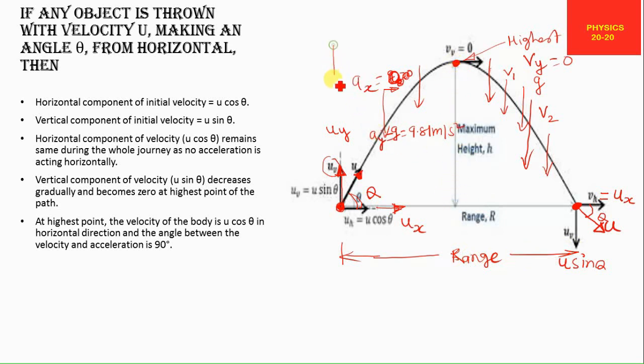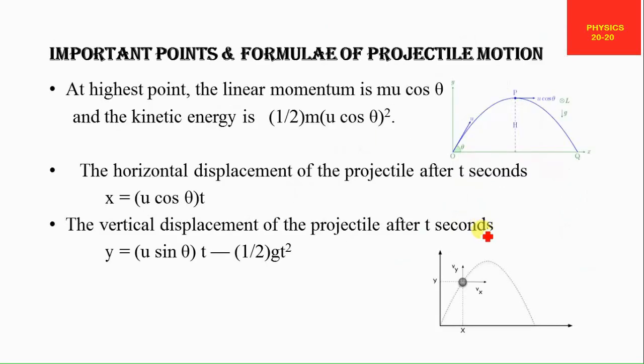This is called the range, and this height is called the maximum height. Let us suppose this one is the y direction and this one is the x direction. So this height is called the maximum height.